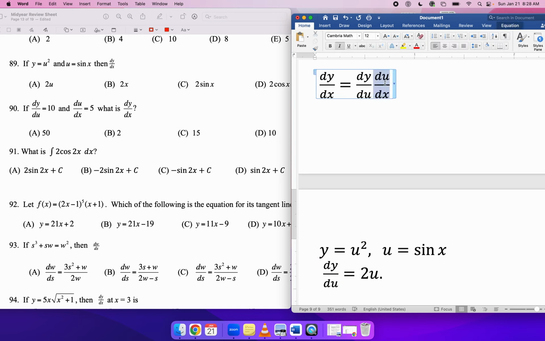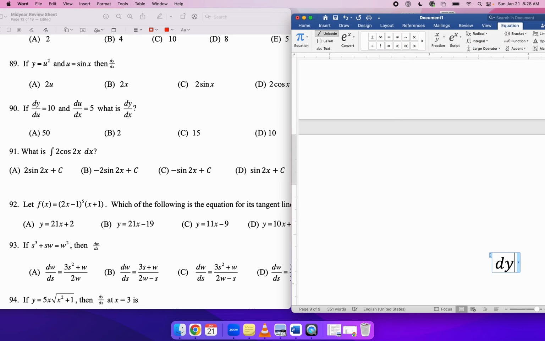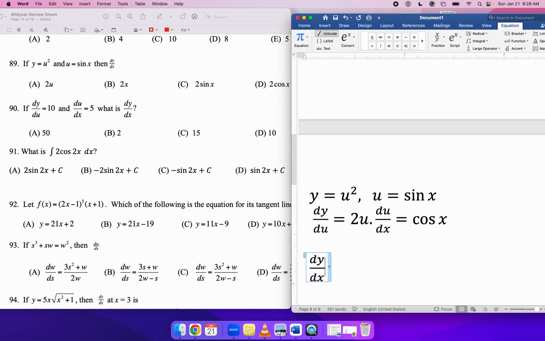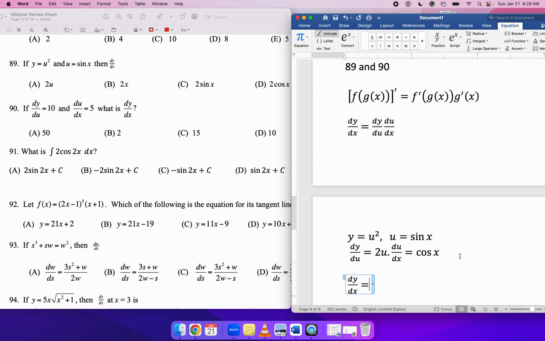Then you have to compute du/dx. That's saying take the derivative of u with the assumption that x is the variable. So du/dx is equal to cosine x. And so dy/dx is going to be dy/du, which is 2u, times du/dx, cosine x. So you would say dy/dx equals 2u times cosine x. But then you remember what u is. u is sine x. That's 2 sine x cosine x.